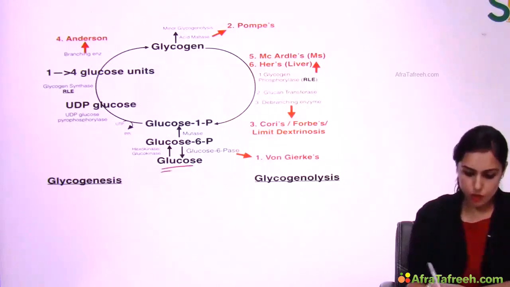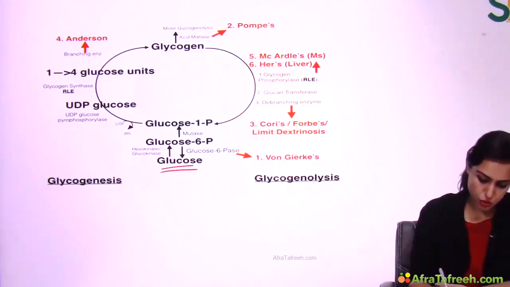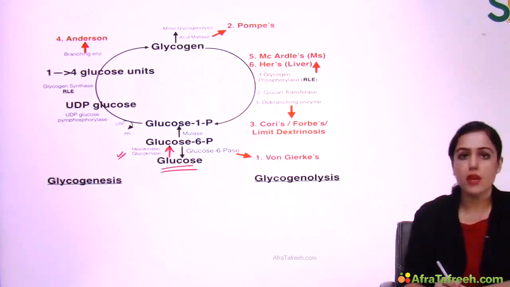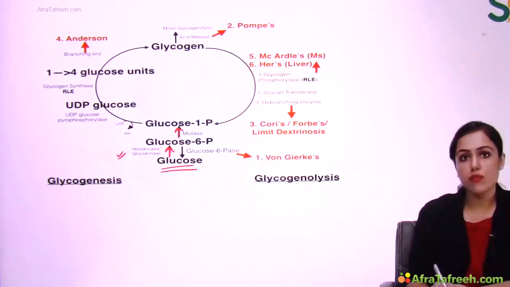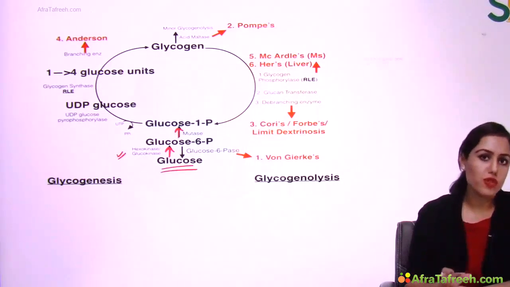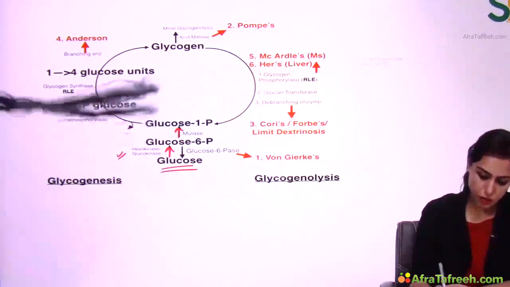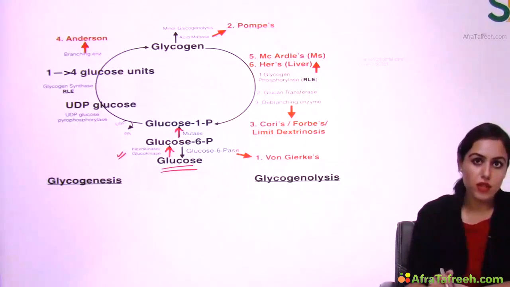We are starting from glucose. So what is the first step? The first step is always phosphorylation, glucose to glucose 6-phosphate, phosphorylation by the enzyme hexokinase or glucokinase. The next is glucose 6-phosphate to glucose 1-phosphate. Here intramolecular shifting is occurring. The intramolecular shifting enzyme is mutase, right? So from position number 6 to position number 1, phosphate is getting transferred.